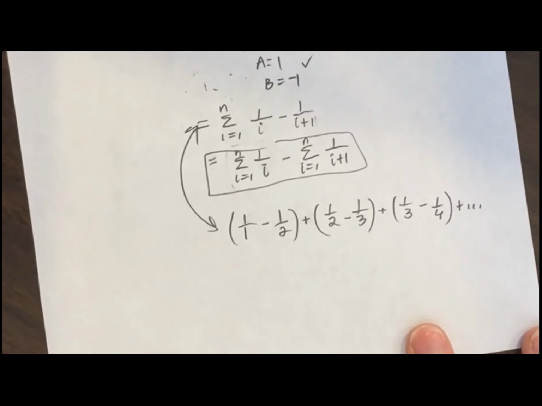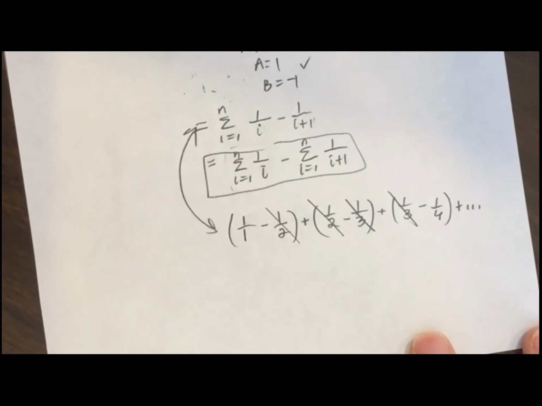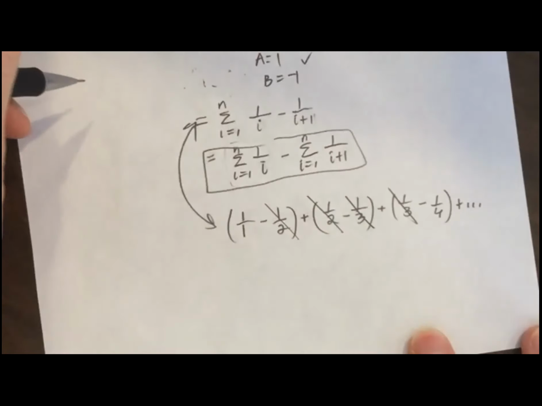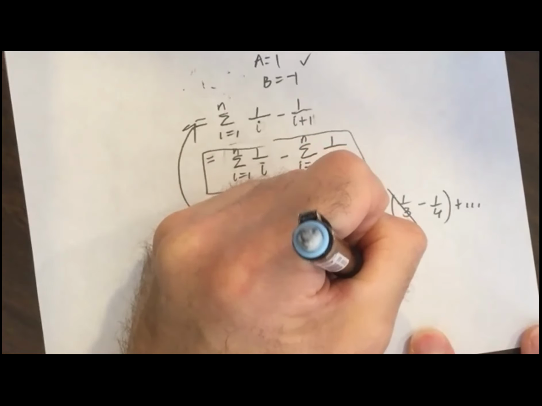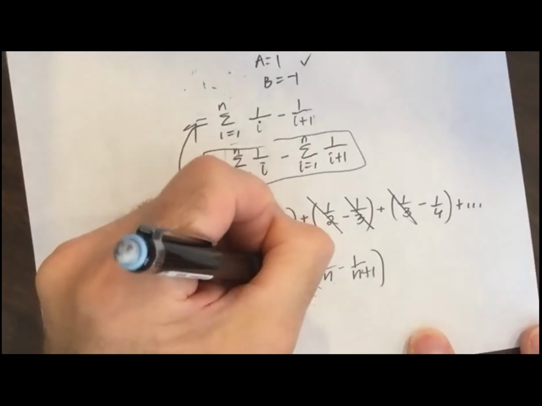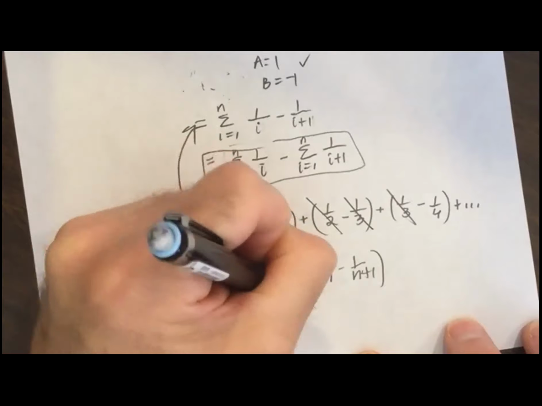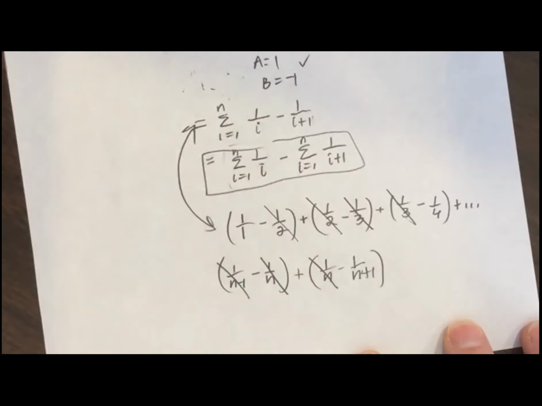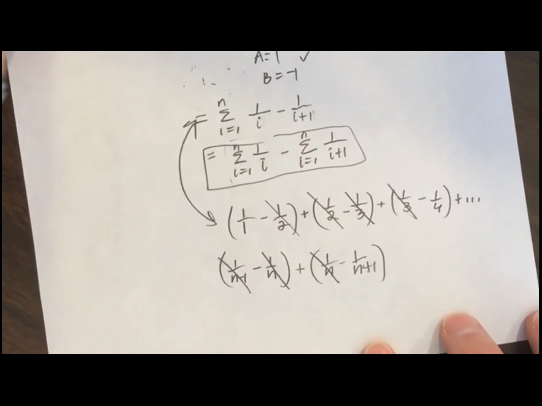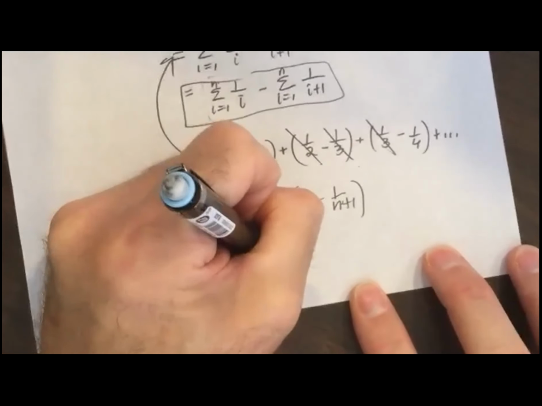Well, check this out. This is a minus half. This is a plus half. This is a minus third, plus a third. So this is a minus a fourth and a plus a fourth. So eventually I'm going to get a 1 over n and a 1 over n plus 1, yeah? And the one before it is going to be the 1 over n minus 1 minus 1 over n. So this one's going to cancel with that one, and this one's going to cancel with the one before it. So what's left? Just 1 minus 1 over n plus 1.